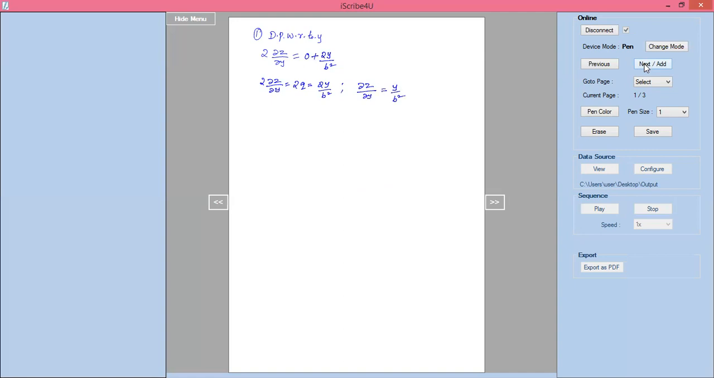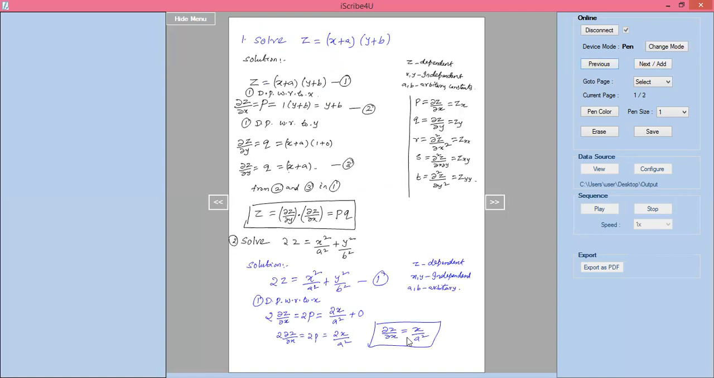Now here we know this one I can write as the previous equation number, and if you take dou z by dou x equal to x by a square, that is one equation.